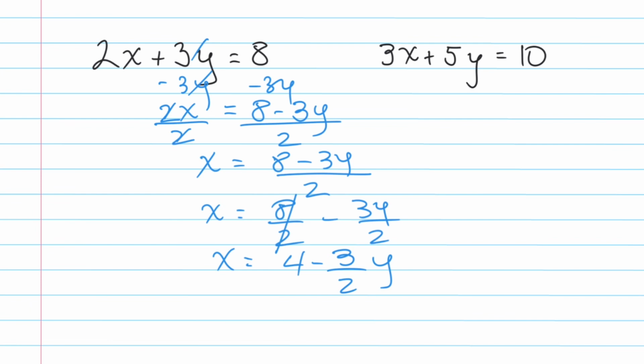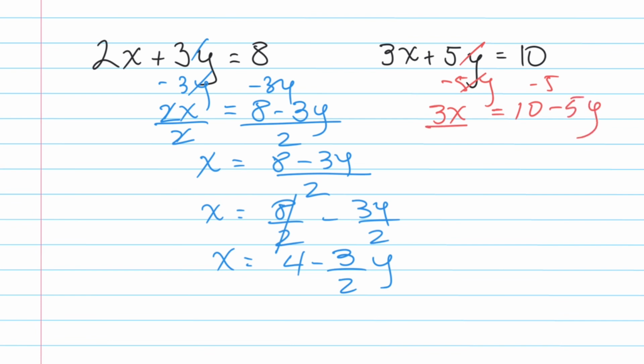Now let's work on the second equation. Ooh, I didn't leave enough space. Let's see if we can do it. Let me change the color so we don't get confused. We're going to follow the same principle: leave x by itself. So we're going to subtract 5y on each side. These two cancel. So now we have 3x equals 10 minus 5y.